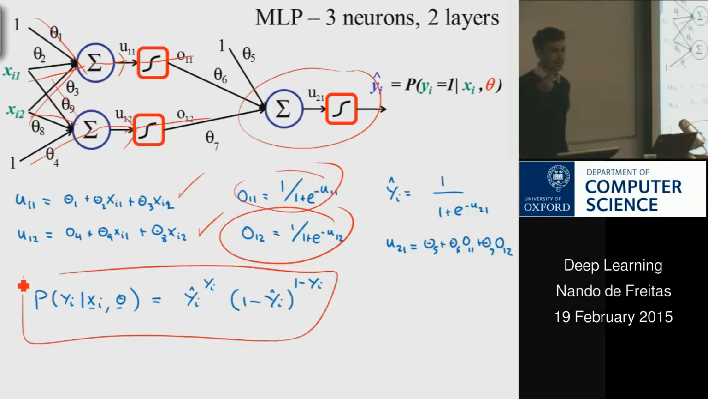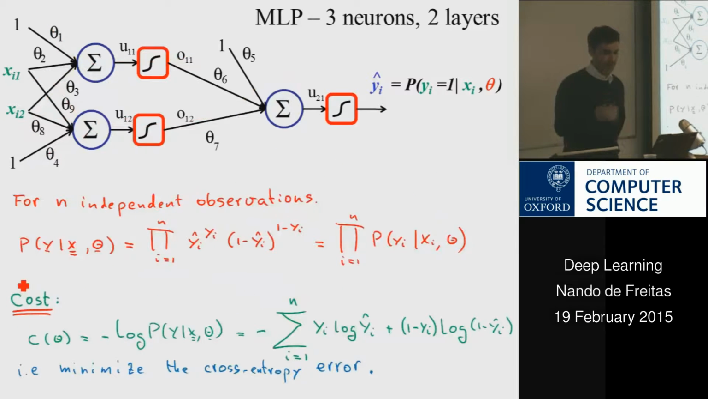The uncertainty is in the y's. The x's are given, the inputs are given. The uncertainty is in the y's, so if the y's are binary, we just place, again, a Bernoulli distribution on the outputs. And if we have several data, we take the product, and to get the cost function, we differentiate, and we get the cross entropy. So it's exactly what we did for logistic regression.